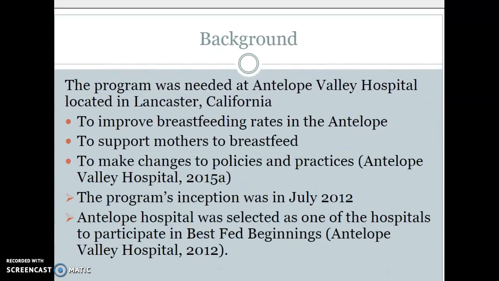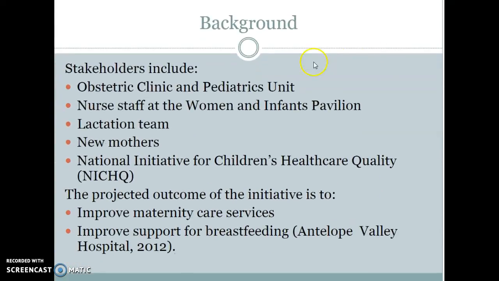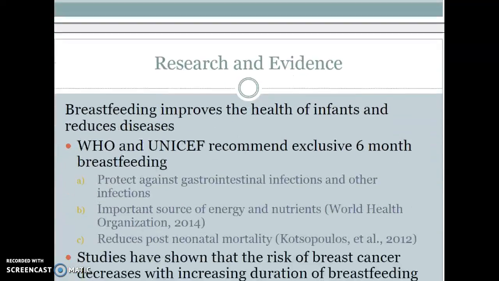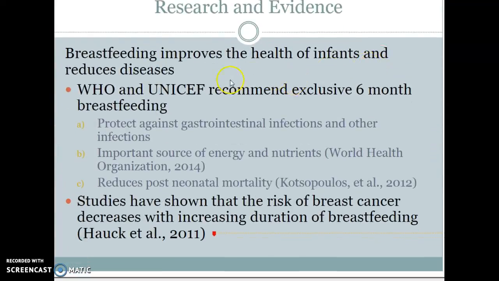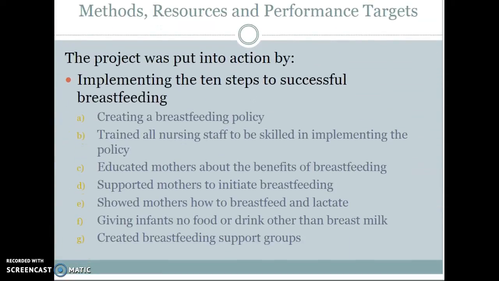The background of the initiative, why they did it, what was the purpose of it. Again, the background, who are the stakeholders, those are the people that really are involved in the project and the outcome. And your research, what is backing up why this is a good project. And again, you'd see more of this in the notes. And the project was put into action. Here's how it took place.